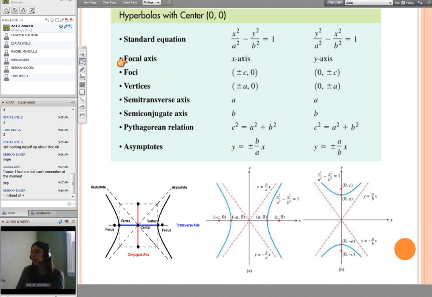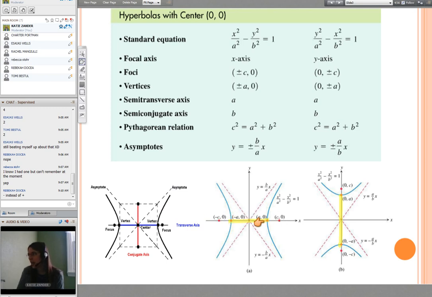All right, you still have a focal axis, so here you can see the focal axis will be this one for column 1, and the focal axis is this part for column 2. You have your foci, which are located at plus or minus C. Again, that would be inside your hyperbola pieces there. The vertices are plus or minus A.